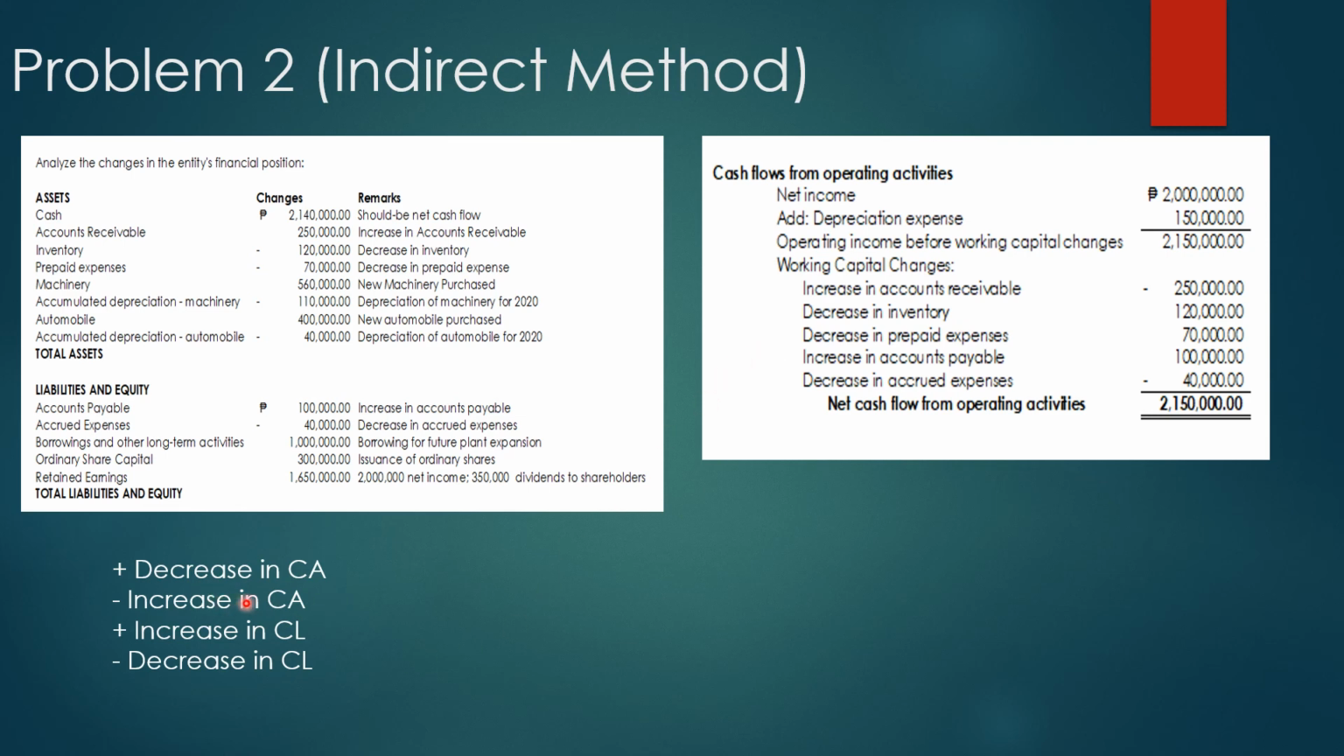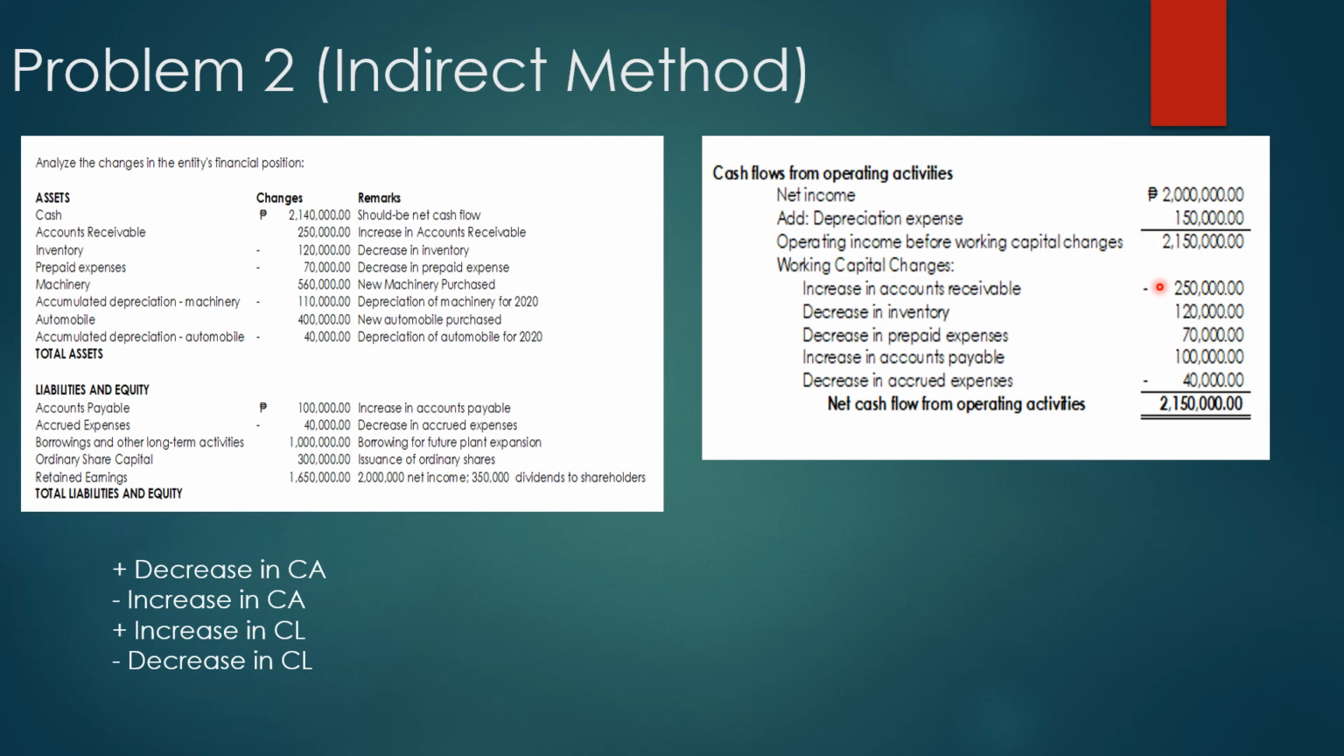Balik ka dito, decrease in current asset, so i-add ko. Decrease in prepaid expense. Prepaid expense is a current asset, so in-add. Increase in accounts payable. Accounts payable is a current liability, in-add. Decrease in accrued expense. Accrued expense is current liability. Decrease daw. So, minus 40,000.